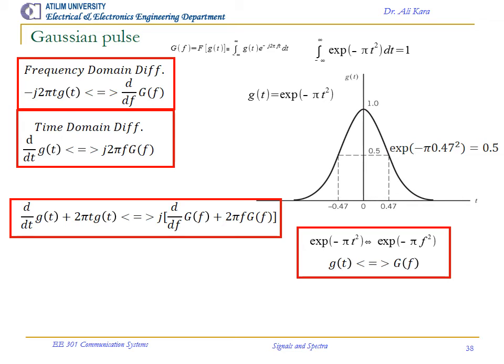This equation holds if both sides are equal to 0, because the left side is purely real, while the right side is purely imaginary. So, we have the following equality: derivative of g of t equals minus 2 pi t g of t. This then yields the identity g of t equals capital G of f.